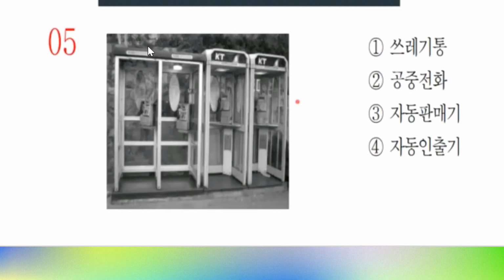Next, number 5. Ano ito, guys? Tingnan natin yung mga pagpilian. Number 1 is sirigitong. Sirigitong means garbage. Okay? No, it's not. Number 2 is 공중전화. Phone is phone, telephone. So 공중 is public. So public telephone or payphone.